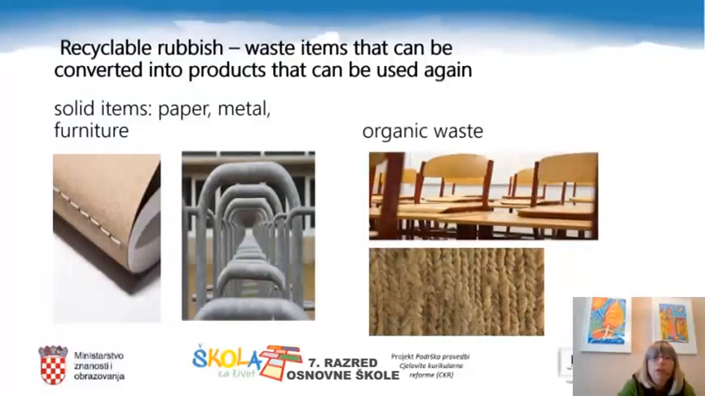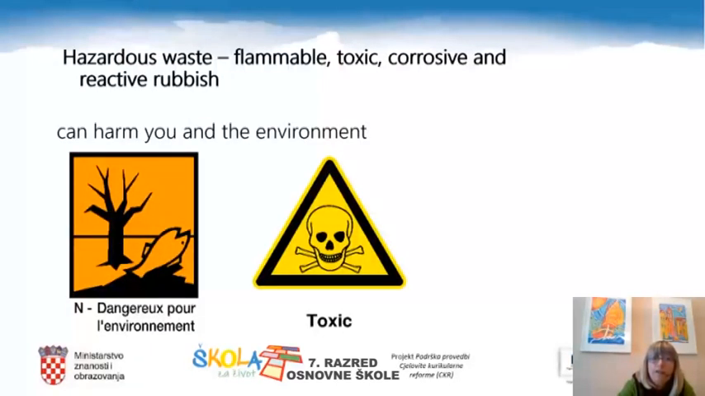Recyclable rubbish, which means waste items that can be converted into products that can be used again, would contain solid items such as paper, metal, and furniture, and organic waste. Hazardous waste is flammable, toxic, corrosive, and reactive rubbish. It can harm you and the environment as well.